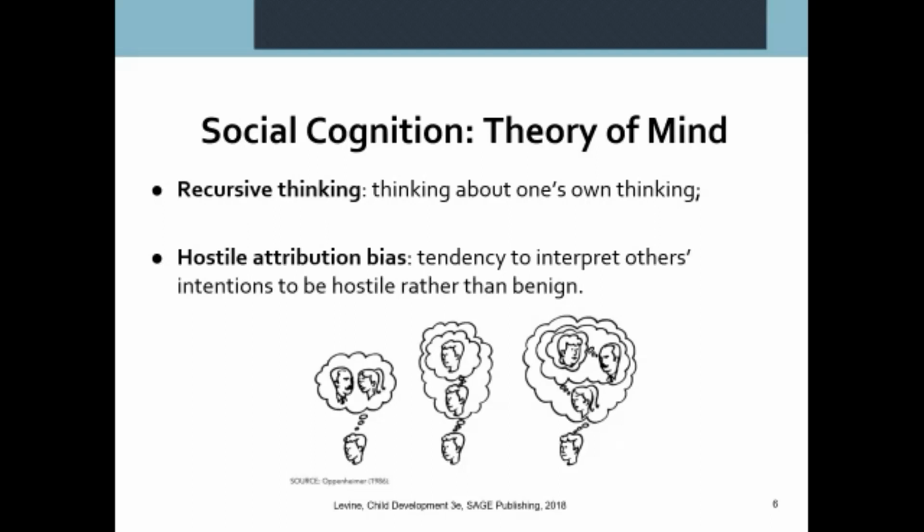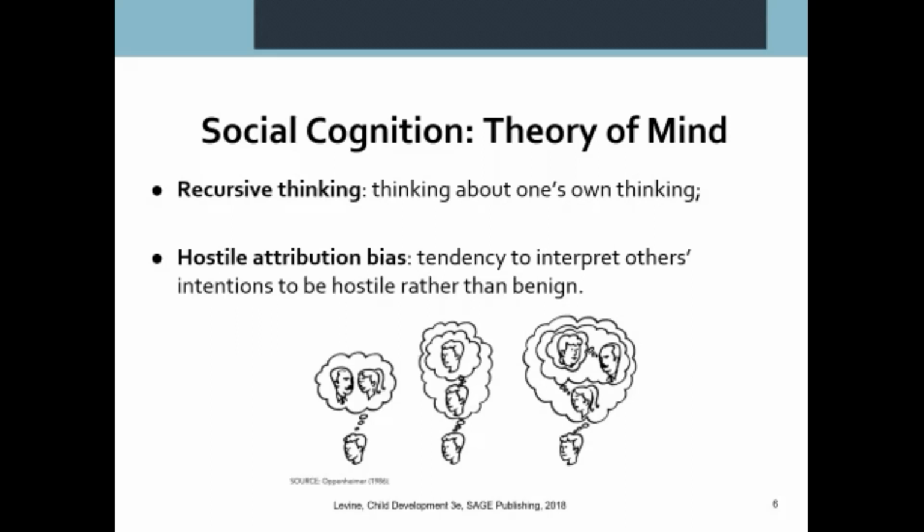Finally, I wanted to mention hostile attribution bias. Some children have this hostile attribution bias, which basically means that they tend to interpret others' intentions as being hostile rather than benign. So, for example, let's say somebody has this attribution bias and one of their peers is nice to them.